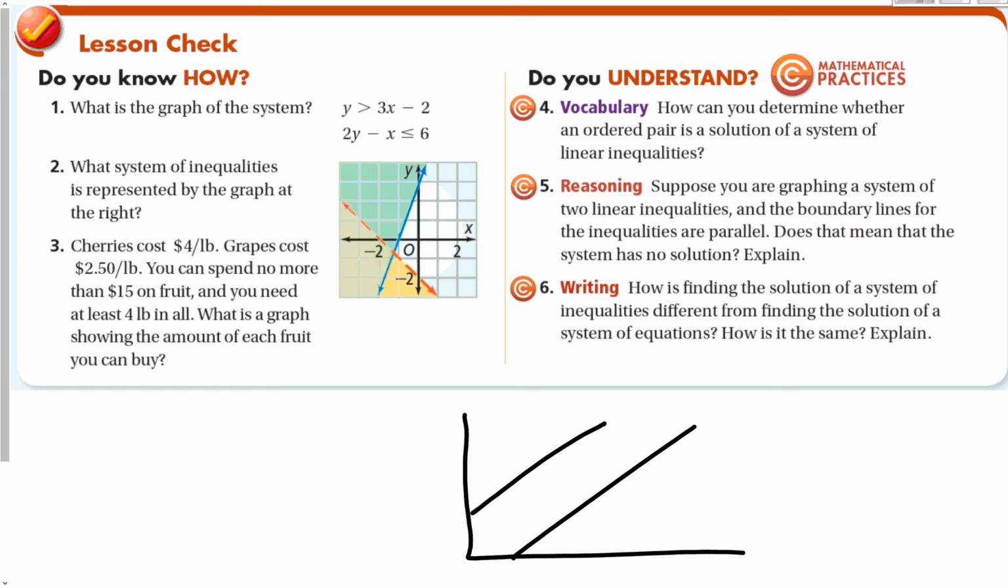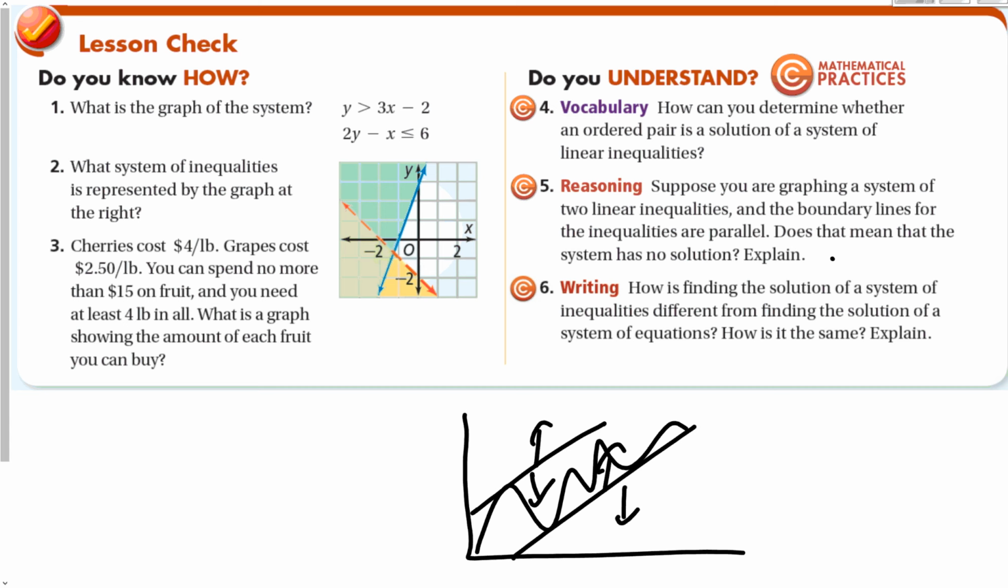This is what it would mean if these were equalities, because these lines never cross. But if we're going to talk about something that's less than this line and bigger than this line, it would cross in the middle. Now, if it was greater than this one and less than this one, then the two regions would never cross and it would have no solution. But just because the lines are parallel does not mean the system has no solution. It could have a solution in between the two lines.